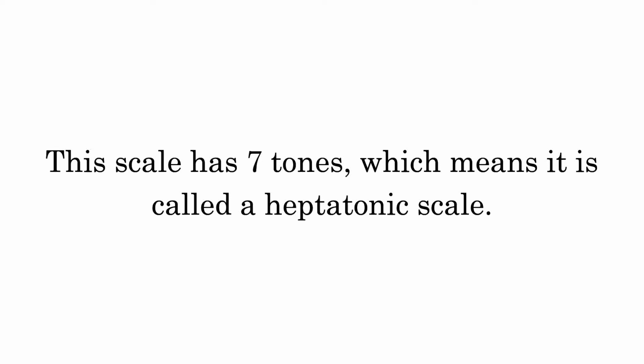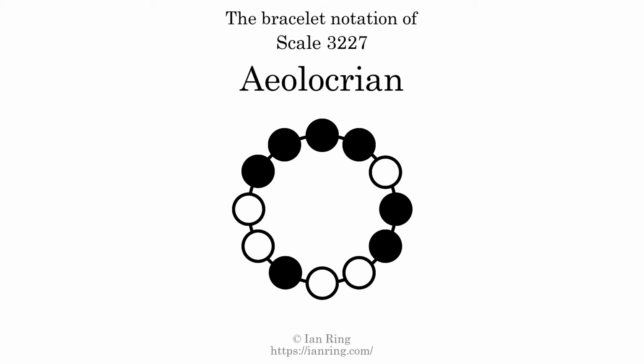This scale has 7 tones, which means it is called a heptatonic scale. This is a bracelet notation diagram of scale 3227. The shaded circles represent tones that appear in the scale, and they are read clockwise, starting at the top.